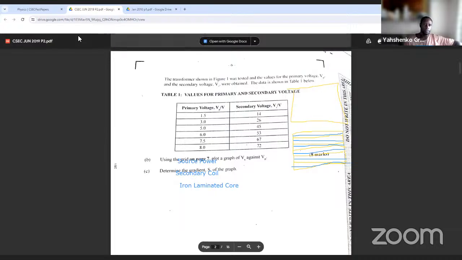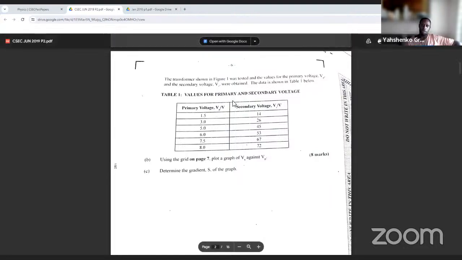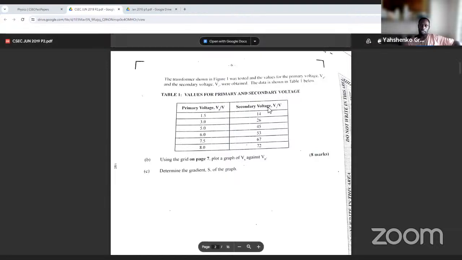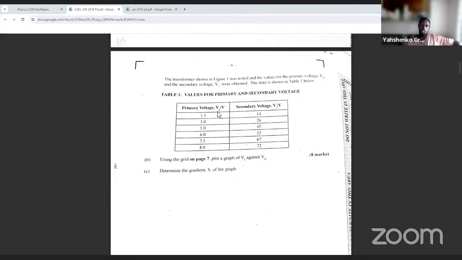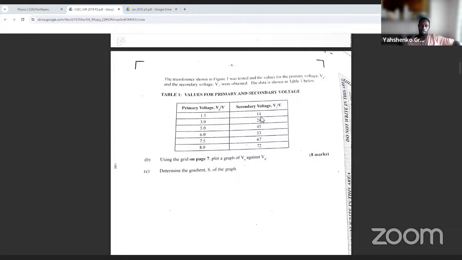Okay, so here we go again. Now the transformer shown in figure 1 is tested and the values of the primary voltage VP and the secondary voltage VS were obtained. The data is shown in the table 1 below. So here they are. When the primary voltage is at 1.5 volt, the secondary voltage is at 14. Primary voltage is doubled to 3. The secondary voltage is a little bit less than double, 26. So there's a little bit of voltage drop, or loss of voltage. When it goes to 5, which is more than 3 times 1.5, and 6 is 53, and so on and so forth.